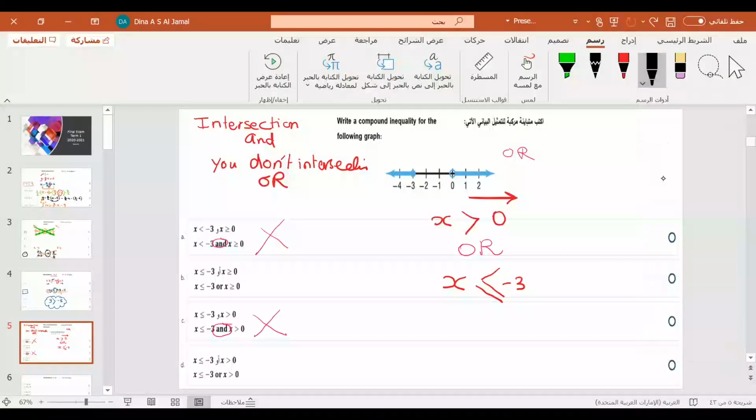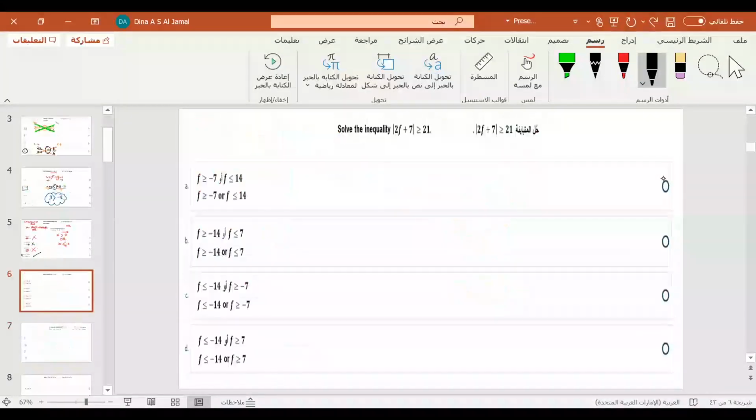So let's see now the solution. So here we are having equal, so it is rejected. So x is less than or equal to minus 3, or x is bigger, which is right. So pay attention once you choose.